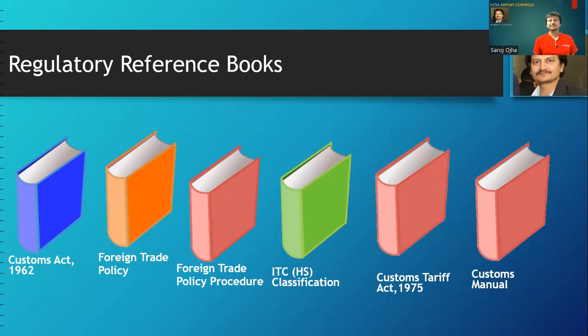ITC-HS classification is a classification of your goods, and that classification helps to identify the trade measures and the taxes. The Customs Tariff Act provides for the rate of customs duty, the basis of duty assessment, where the duty is to be levied, and reductions or exemptions from customs duty, or other systems of customs duty.